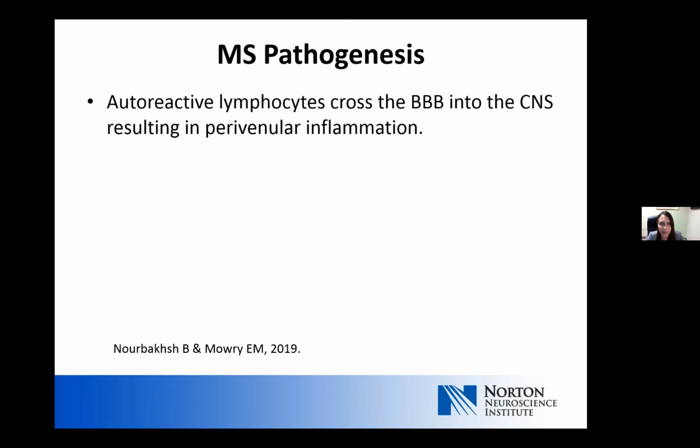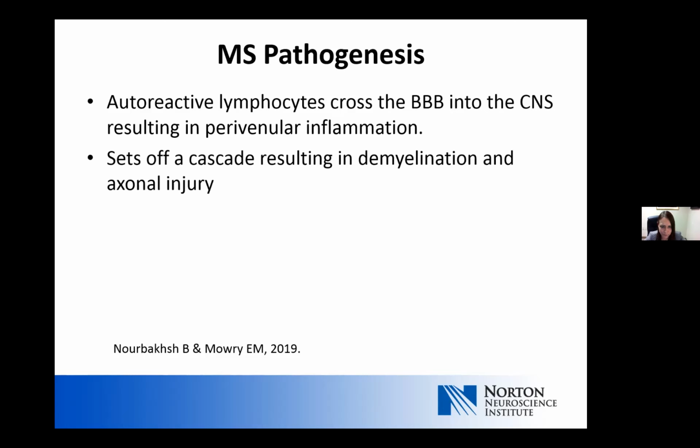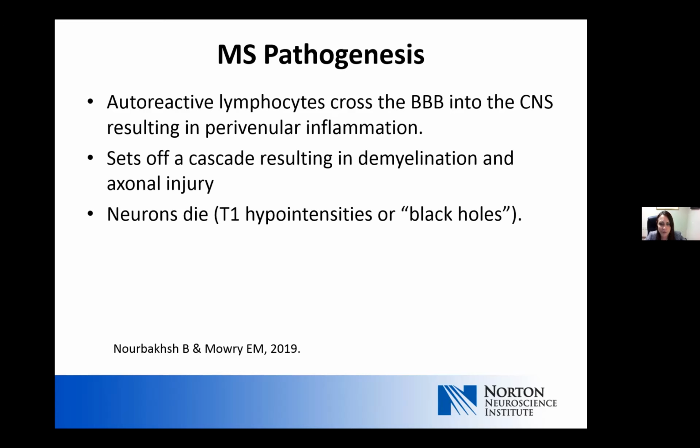So let's talk a little bit about MS pathogenesis. In multiple sclerosis, these autoreactive lymphocytes cross the blood-brain barrier into the central nervous system, and this results in inflammation around the veins. This inflammation sets off a cascade that results in demyelination, so the myelin being broken down and destroyed, and also injury to the underlying axons themselves. Over time, the neurons die and they form these black holes on T1 weighted sequences called T1 black holes.